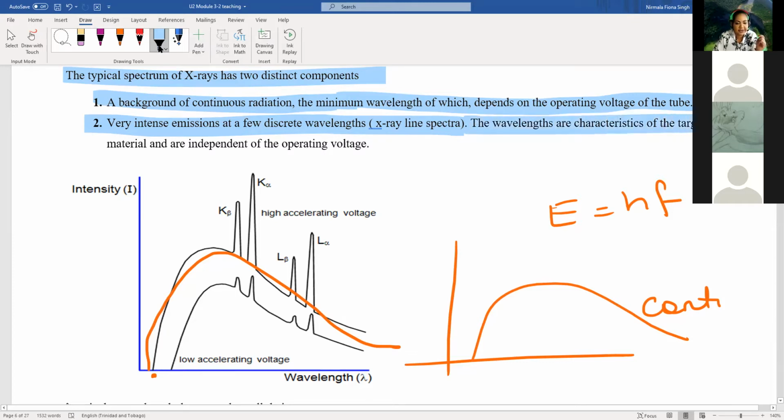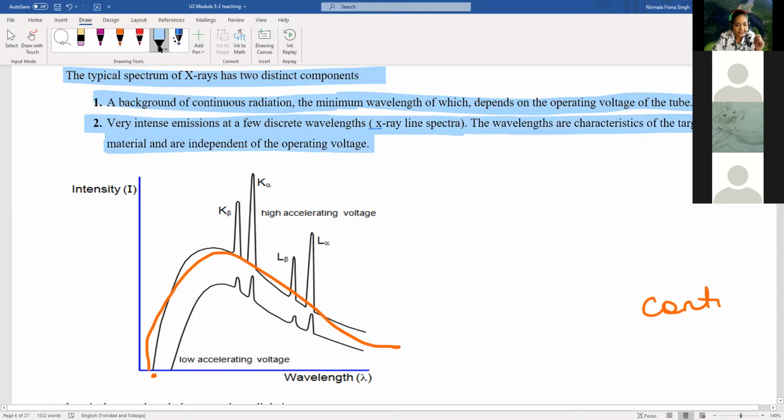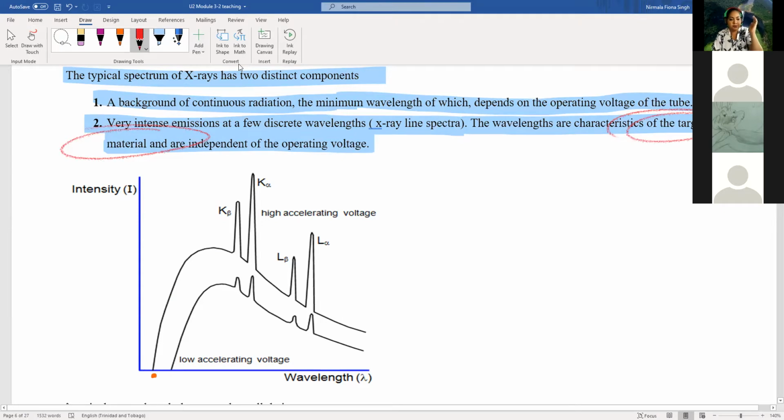So the wavelengths are characteristic of the material and are independent of operating voltage. So this is something interesting. Remember we told you, or you went through last day, that each material has their own specific spectrum, meaning they have their own specific energy level diagram. Similarly here, each metal has their own specific line frequencies or line spectra.